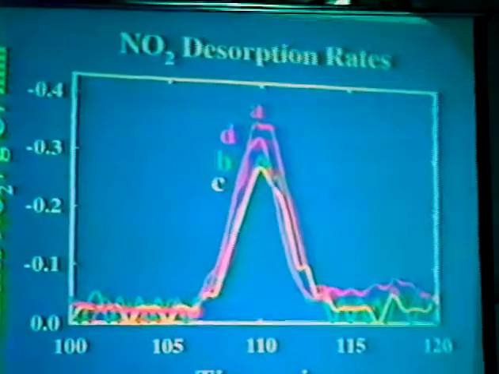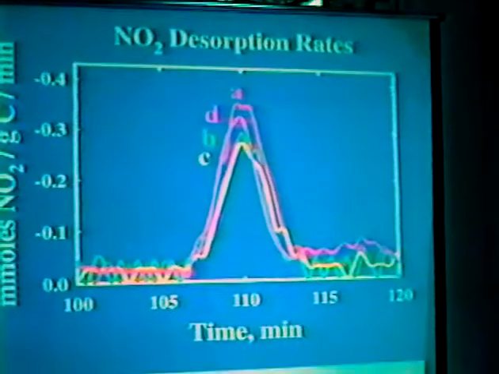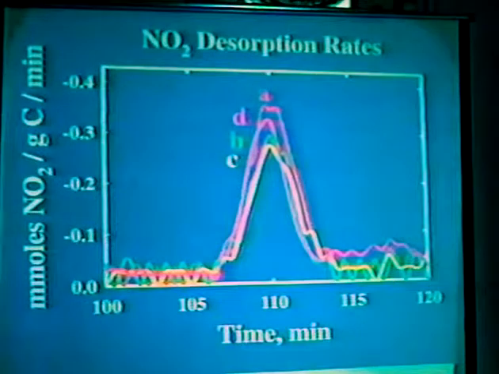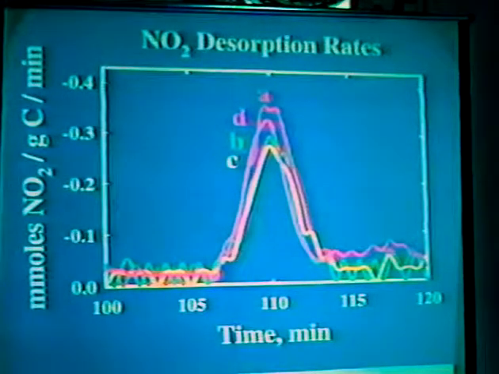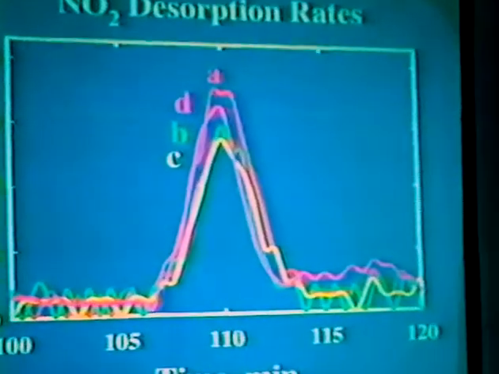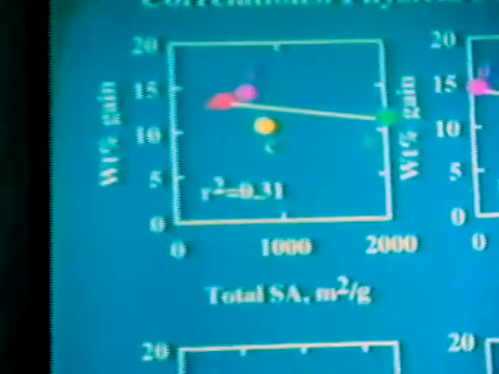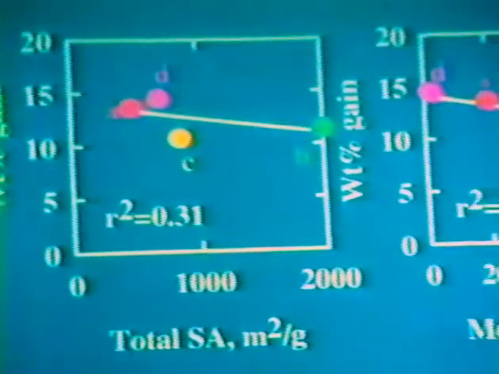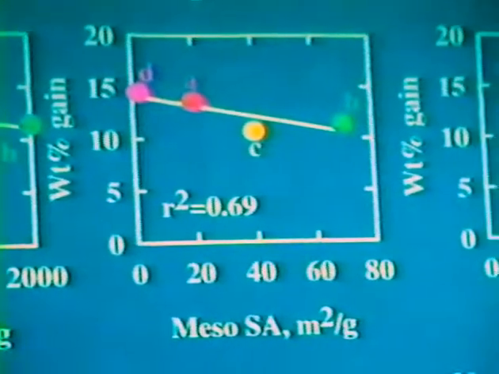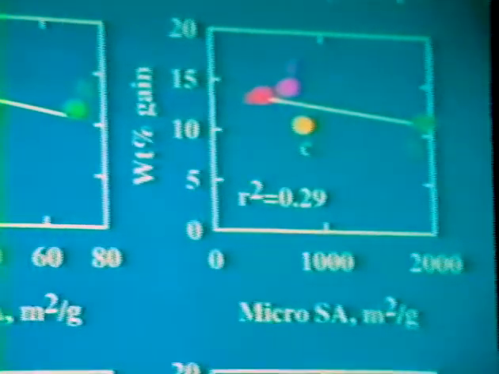Desorption rates were very similar for all the carbons, varying only from 0.28 to about 0.36, I believe, millimoles of NO2 per gram of carbon per minute. And then, like I said, we did linear correlations between all the chemical and physical properties that we studied with both adsorption capacity and adsorption rate. But since adsorption capacity and rate were related, they were very similar, so I'm just going to show you adsorption capacity.